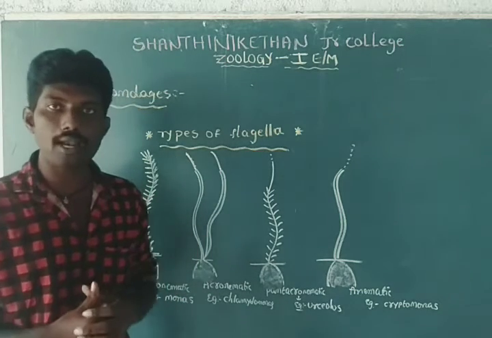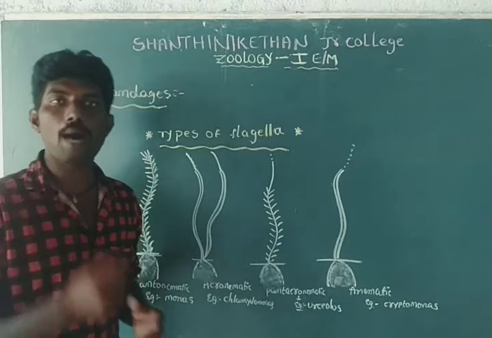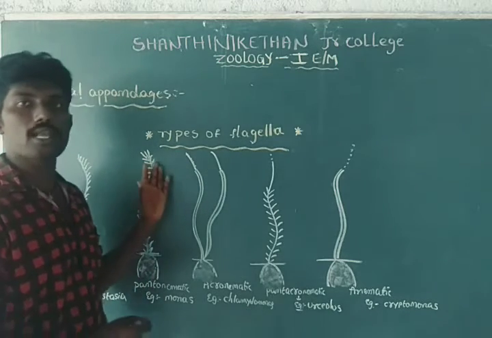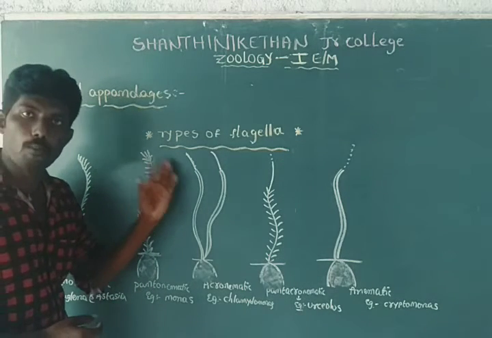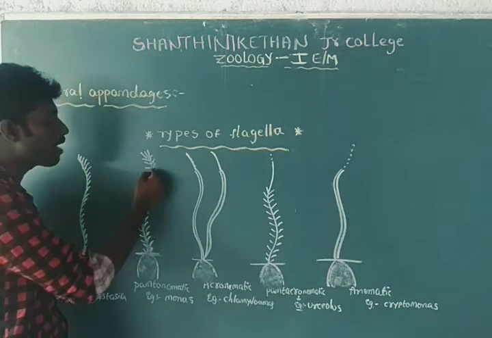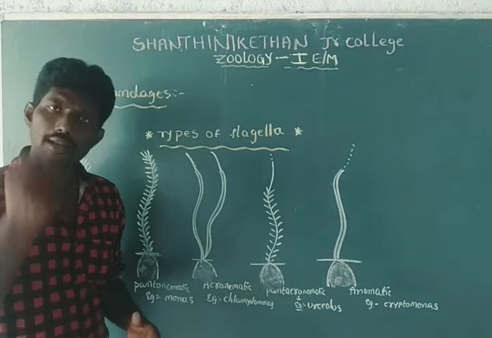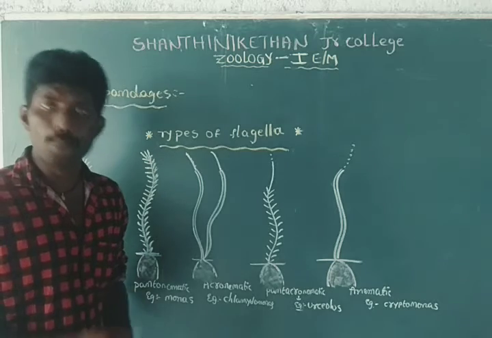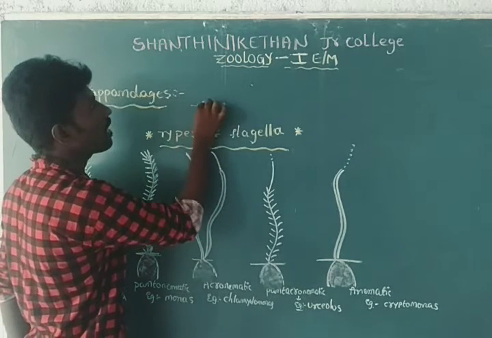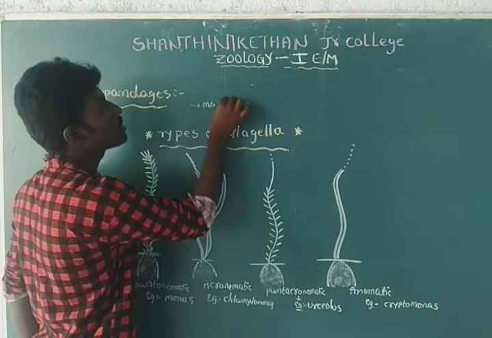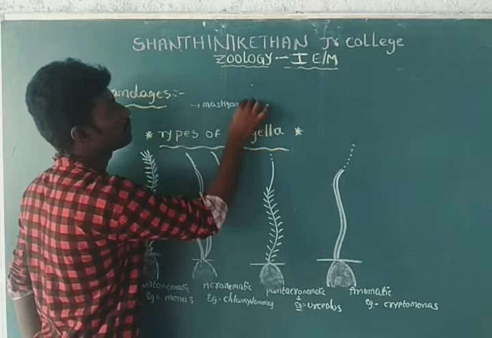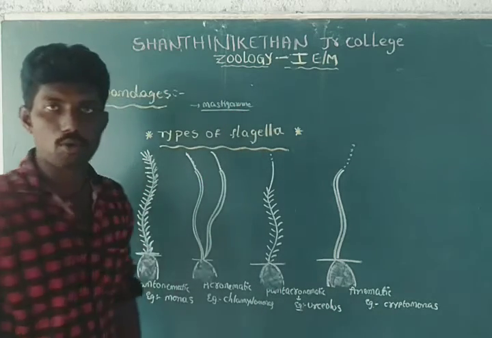What is the meaning of lateral appendages? Some flagella bear one or two or more rows of small hair-like fibrils, known as lateral appendages. Lateral appendages are commonly known as mastigonemes, or mastigone.